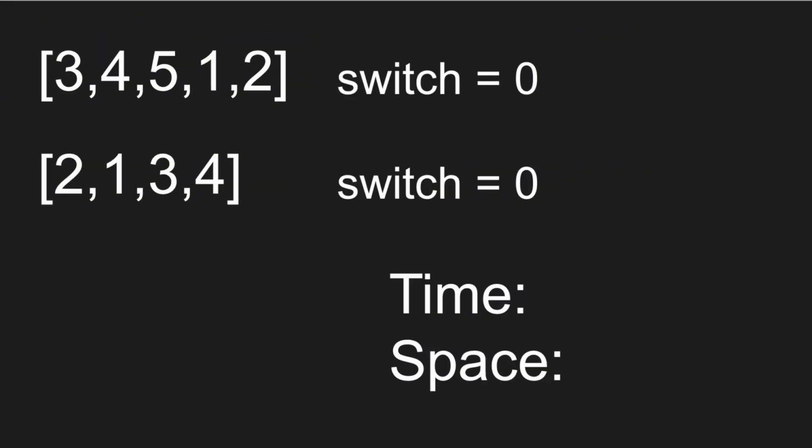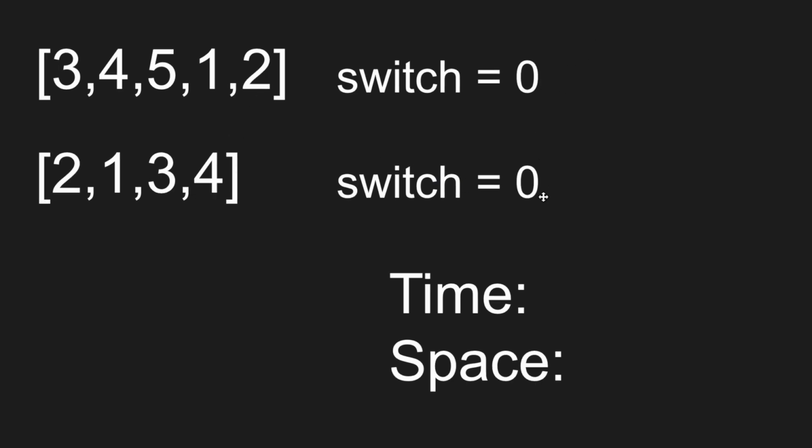A faster way to solve this problem is we can just compare each element to the element on its right, and if the right element is less than the element that we are at, then we increment the switch by 1. And when we get to the last element, we want to compare to the element in the front. If the element in the front is less than the element at the end, then we also want to increment the switch by 1. If the switch is ever 2 or greater, then we can return false. Otherwise, we can return true.